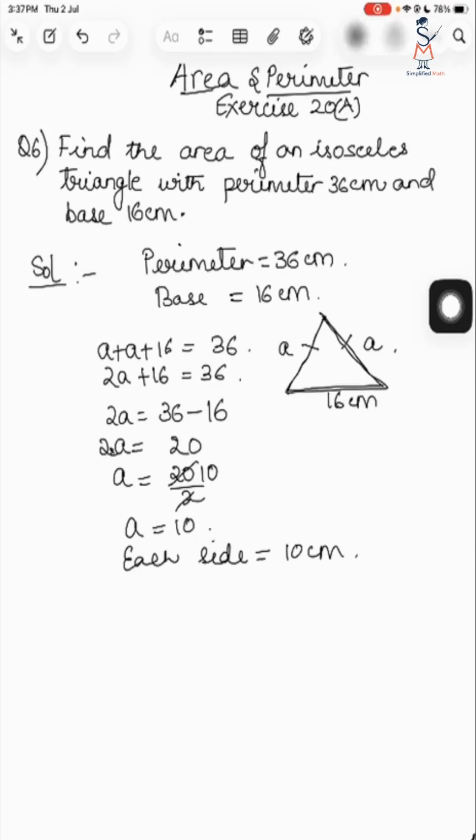Now we need to find the area. We got the side. Now in an isosceles triangle, this is the base, this is the vertex, because these two sides are the same. The perpendicular drawn from the vertex, or the altitude from the vertex, divides the base into two equal portions. So the base is 16, so each portion will become 8.